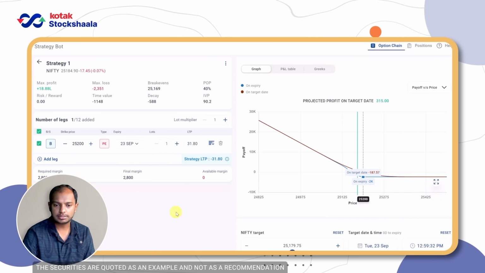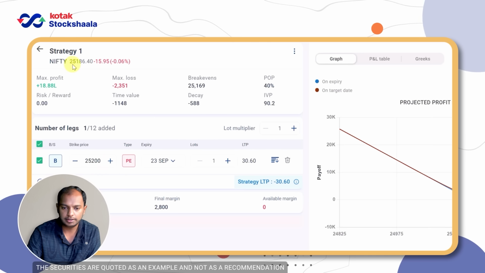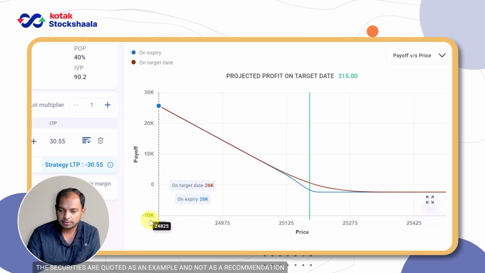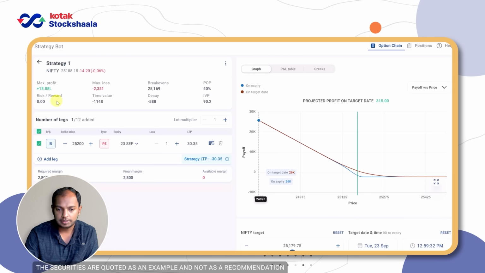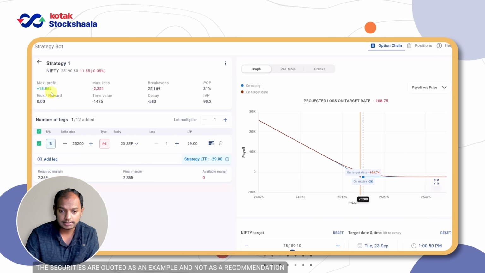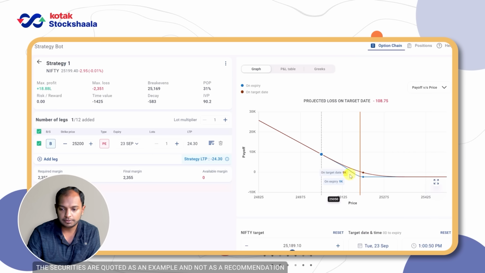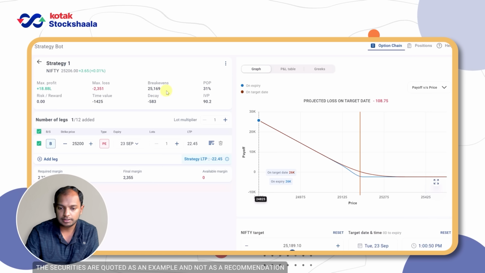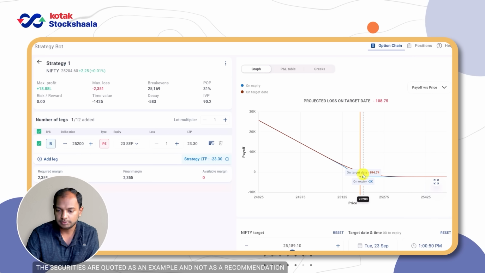So here we are on the strategy bot on Kotak Neo, and we can see that I have taken a buy position of 25,200 Nifty 50 put option, and the payoff diagram is automatically visible here. So above 0 is the profits, below 0 is the losses, and on the x-axis we have the price of Nifty 50. The maximum profit here you can see is 18.88 lakhs. It is not unlimited because the stock can only fall until 0. The maximum loss is 2,351, which is here. And finally, the break-even point is 25,169, which is nothing but our 25,200 minus the premium, which is also marked here.